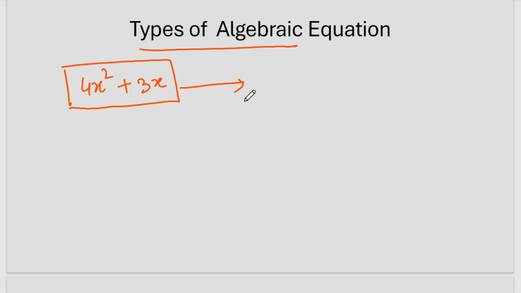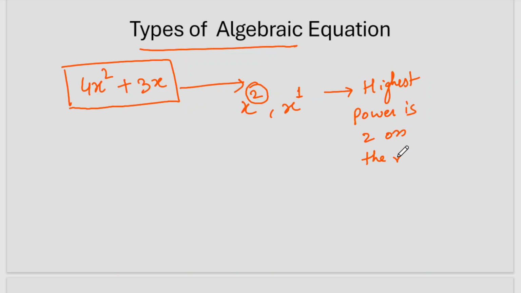We have only one variable, but we have x in both the terms. In one it has power 2 and in the other it has power 1. But what is the highest power? The highest power is 2. So when you have the highest power as 2 on the variable, we call that expression a quadratic expression.